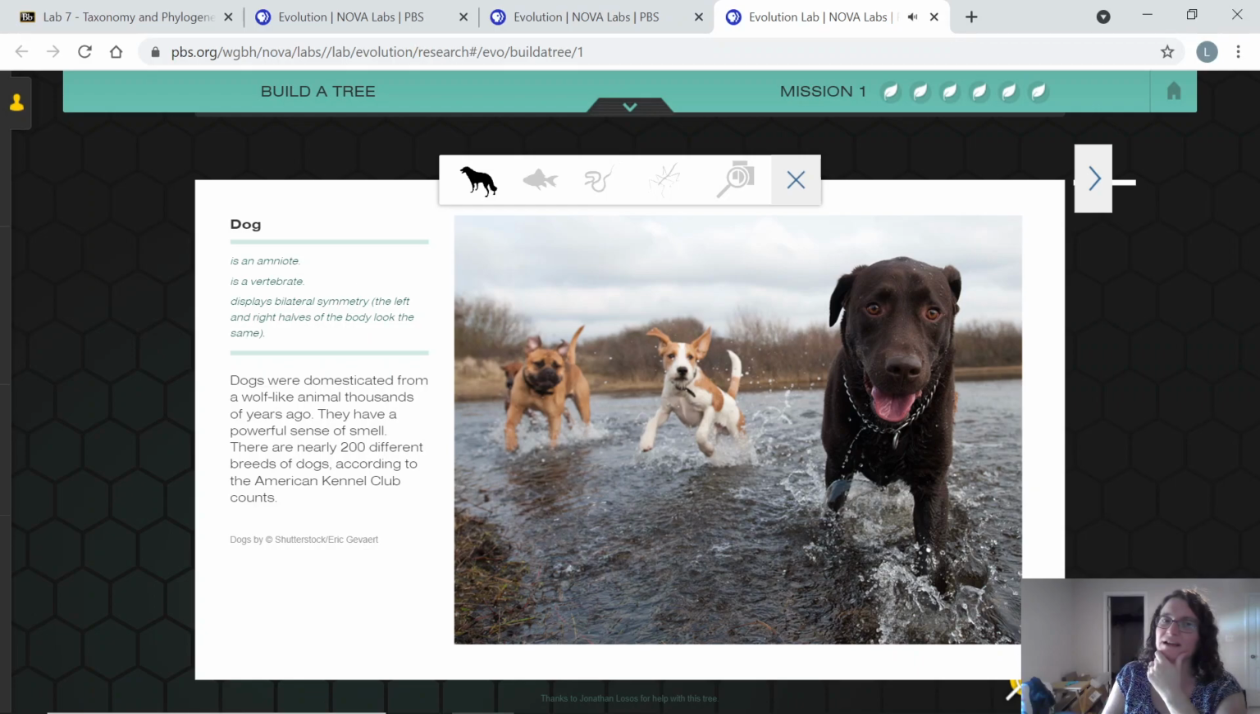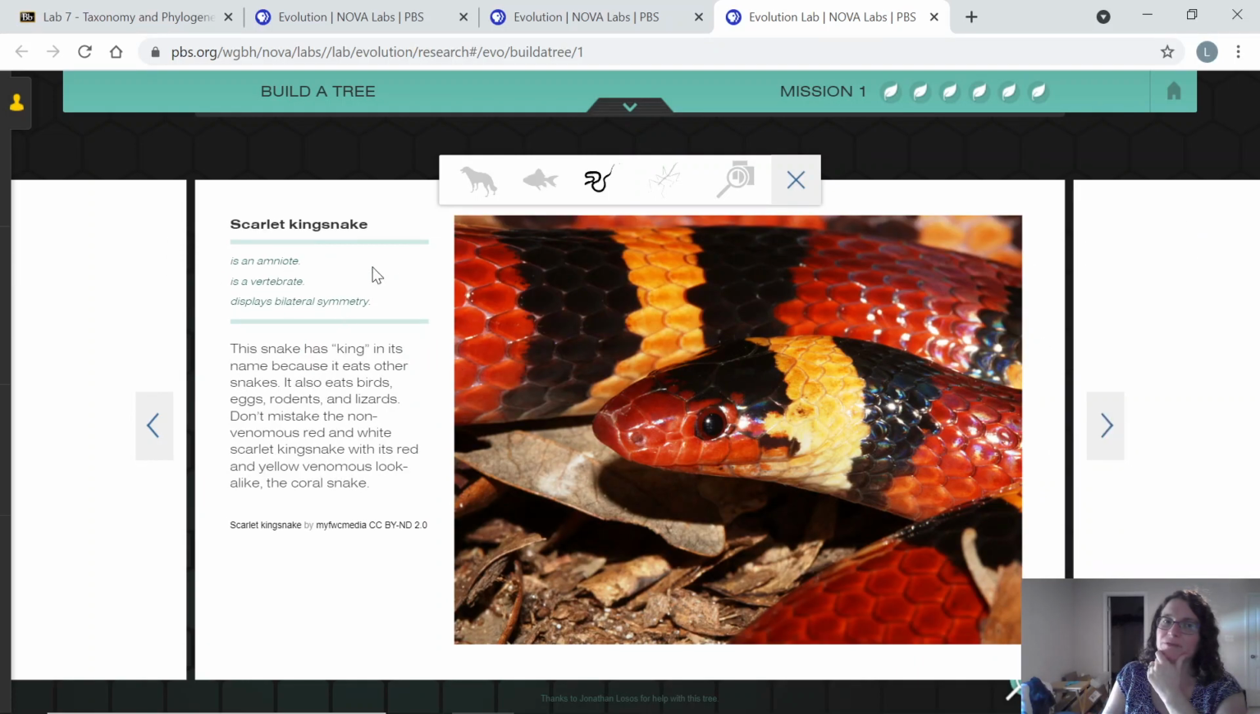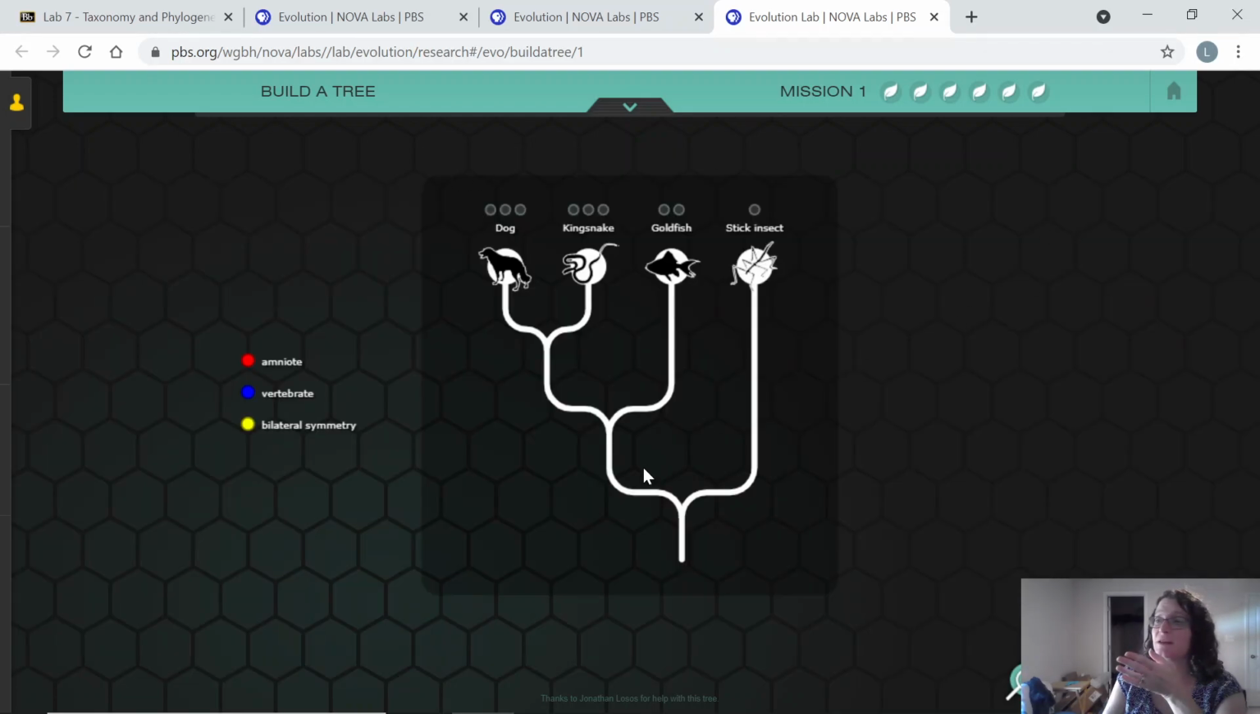Dog is an amniote, vertebrate, and has bilateral symmetry. Vertebrate, bilateral symmetry for goldfish. Amniote, vertebrate, bilateral symmetry. You have to build it up in the correct order though. What do they all share? Bilateral symmetry. Watch as it goes up. You'll see that it fills in. If you're wrong, it's going to toss that one out and say boom, you're wrong.